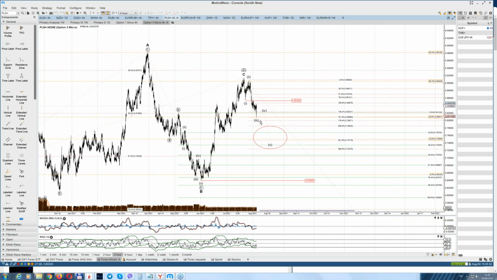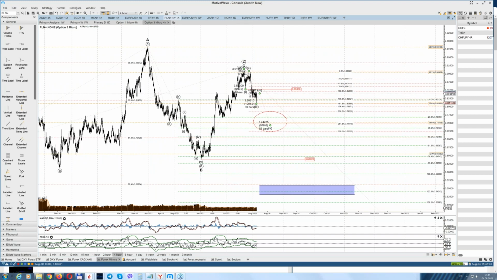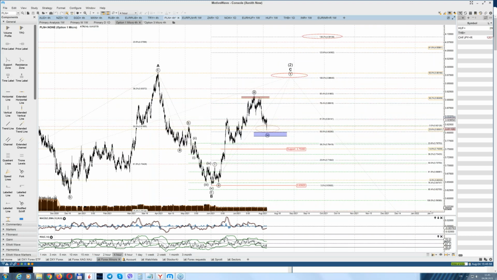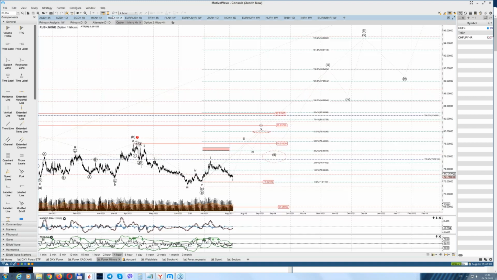Option 3 microchart supposes impulsive count for this decline, and below 3.8530 wave 4 for this bounce remains technically valid. This wave structure suggests further extension to the downside within the initial impulse of the second wave top. Above this level, this count gets questioned, and I confidently restore the option 1 micro, and the next target is 3.96.